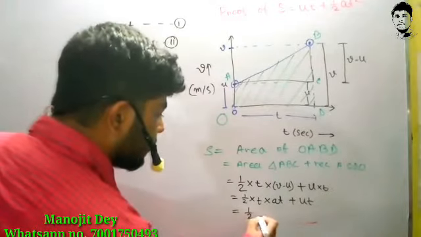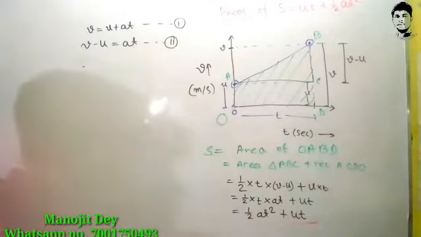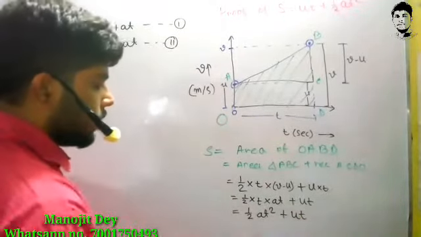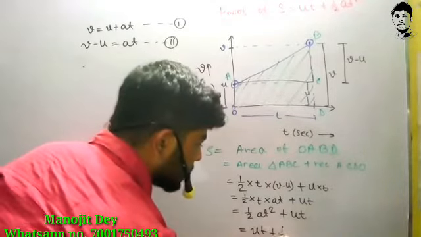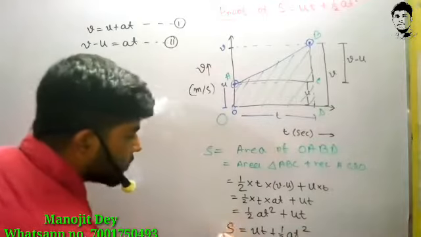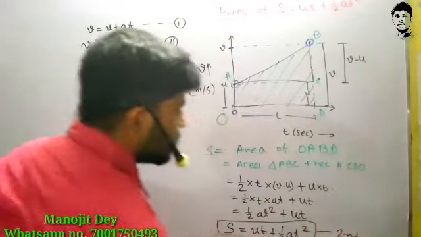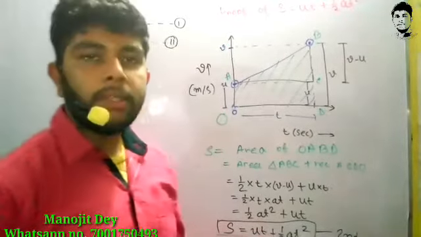Now this will be half AT square plus UT, right? Now S equals half AT square plus UT. Now we can write this as UT plus half AT square, and here is S. So this will be the second equation of motion. See, this one is this. So we have derived the displacement and time relation.